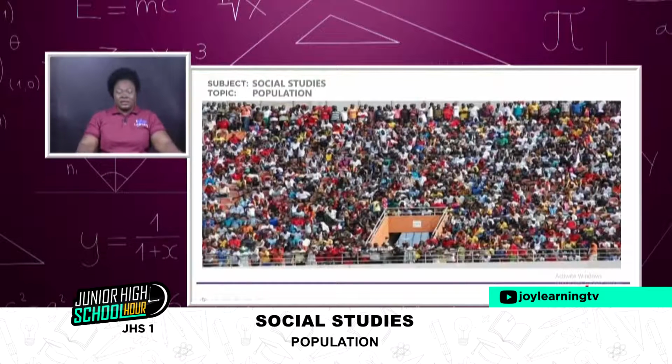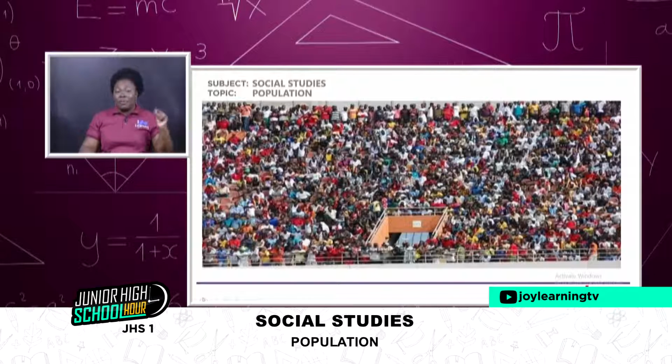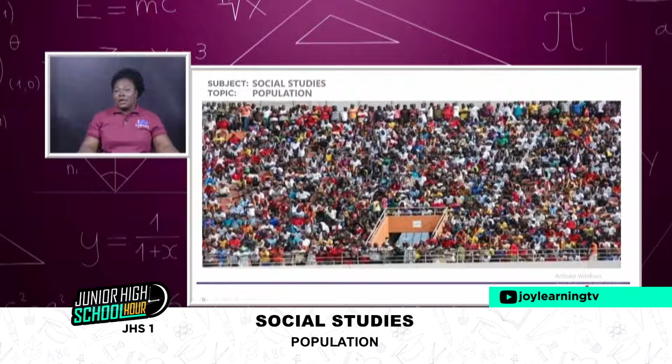And let's look at the next picture on the screen. Yes, the next picture is what? A group of people at the stadium. Look at the number of people there. So that one is also what? Population of number of what? Spectators at the football sports stadium. Are you okay with me?